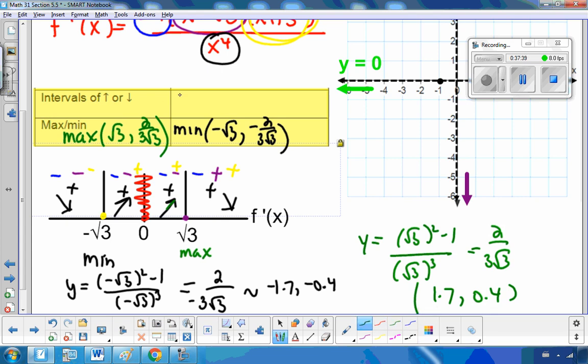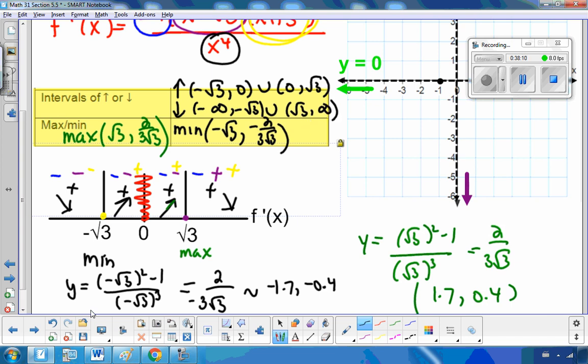So intervals of increase, it's increasing between -√3 up to but not including 0, or between 0 and √3. We have to do those as two separate ones because 0, of course, is a vertical asymptote. It is decreasing on the interval from -∞ to -√3, or √3 to +∞.